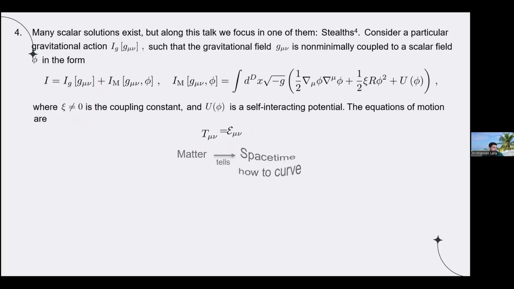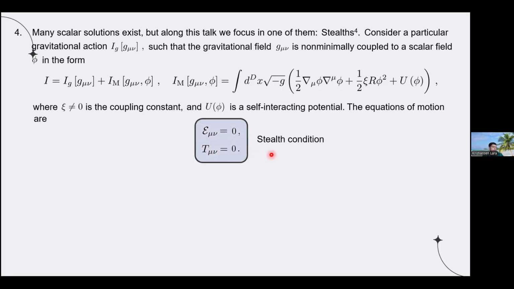Well, it says that space-time tells matter how to move, while the converse is that matter tells space-time how to curve. So the definition of a stealth is that E_μν equals 0 and T_μν equals 0. These are known as the stealth conditions. In other words, the scalar field forgoes the sourcing of the energy momentum tensor, as I was saying from the very beginning.